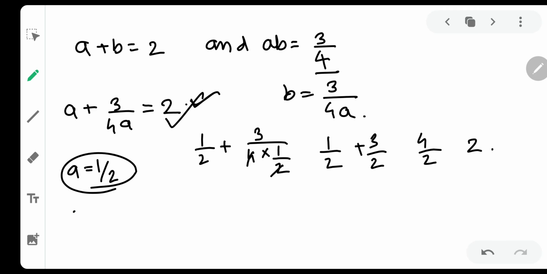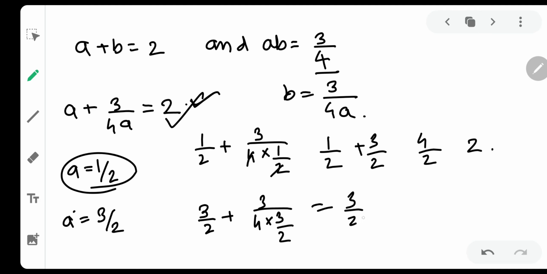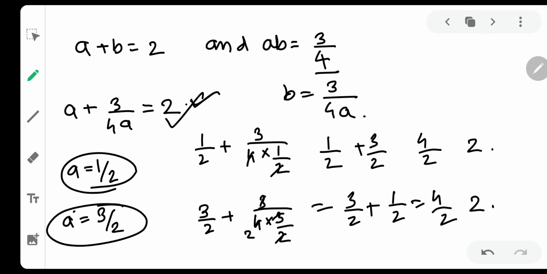So if A is equal to half is satisfying, let us check whether A equal to 3 by 2 also satisfies the condition or not. So definitely it is going to satisfy the condition. 3 upon 4 into 3 by 2. So this will be 3 upon 2 + 2, and this 3 cancelled, 1 upon 2, which is 4 upon 2, which is 2. So A equal to half and A equal to 3 by 2 both are satisfying this condition. Hence when A is half, you can directly see that B is 3 by 2, and when A is 3 by 2, B is equal to half.